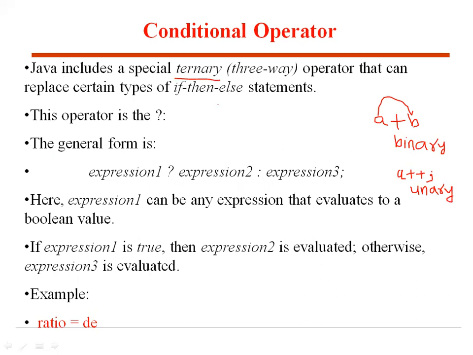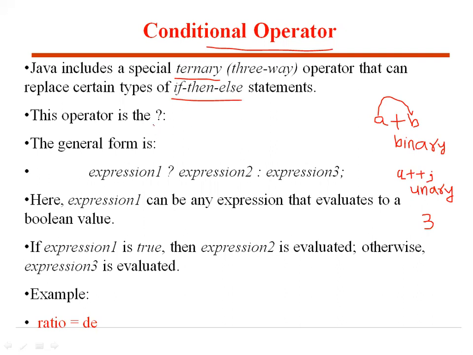So operators are of three types: unary operator, binary operator, or ternary operator. A ternary operator requires three operands, and one such operator is the conditional operator. The conditional operator is a ternary operator which can be used to replace if then else statements. Instead of using if then else statements, we can use this conditional operator, and then the length of your program also reduces here.